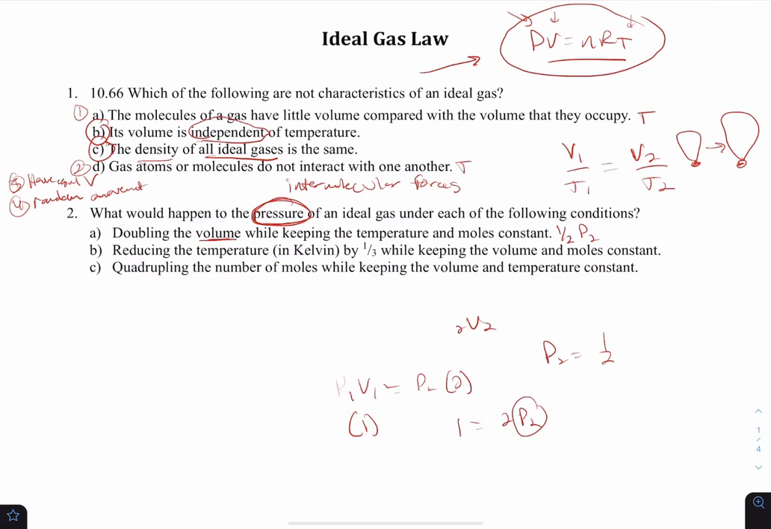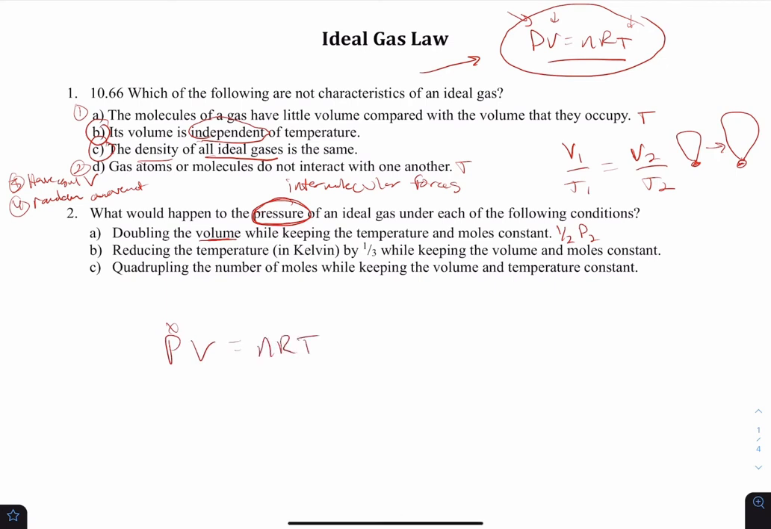Part B says, reducing the temperature by 1/3 while keeping the volume and the moles constant. So P is obviously changing, but they said the volume is staying the same. It's constant. But the temperature is changing as well. So I'm going to move everything that's changing algebraically to the left and everything that's not changing to the right. So I'm going to put P over T is equal to nR over V.